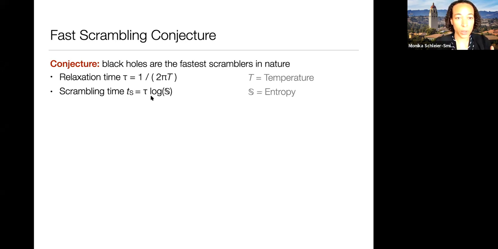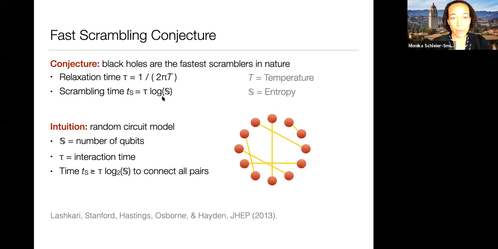But for a perturbation to spread over the entire Hilbert space is longer than just local observables equilibrating. The fastest that this could go is this characteristic timescale times the log of the entropy of the system, where again, if I have n qubits, that entropy just scales as n.